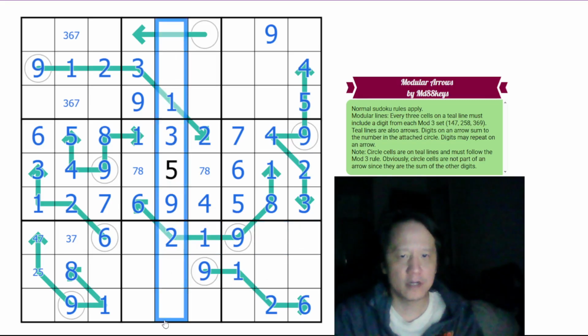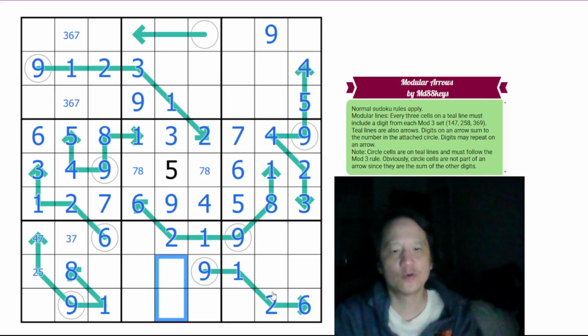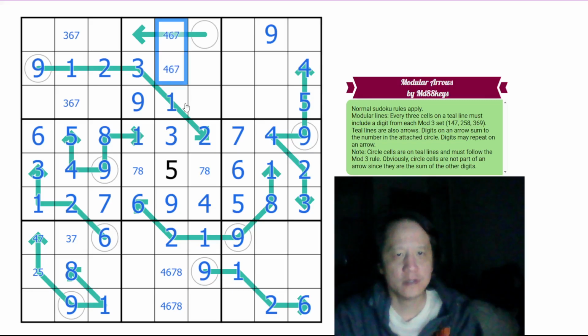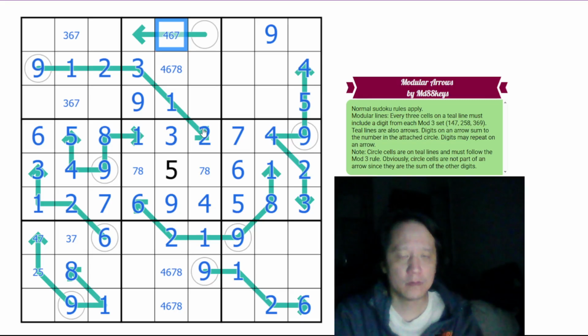Remaining digits in column 5, we have 4, 6, 7, 8. 8 cannot be on the arrow. Actually, yeah, where's a 2 in column 4? Can't be here because 2 in the box. These are filled out, so this must be 2 here.